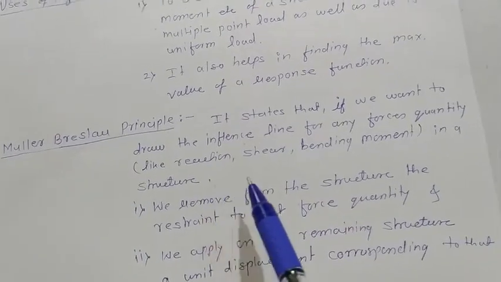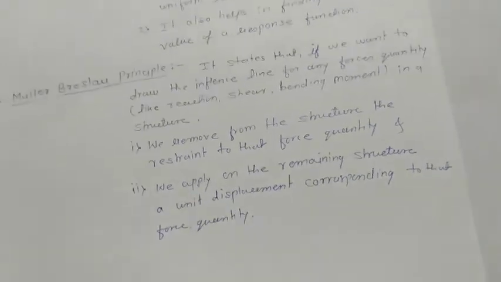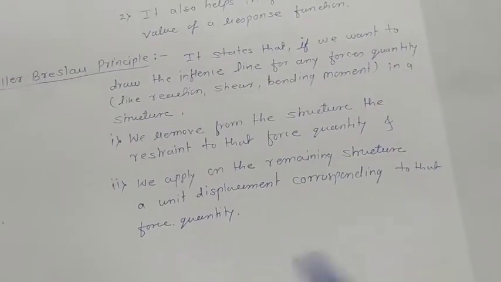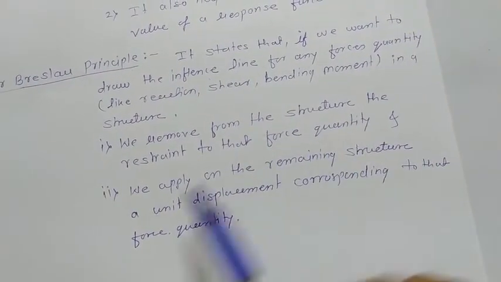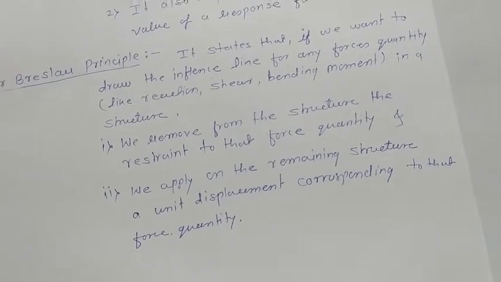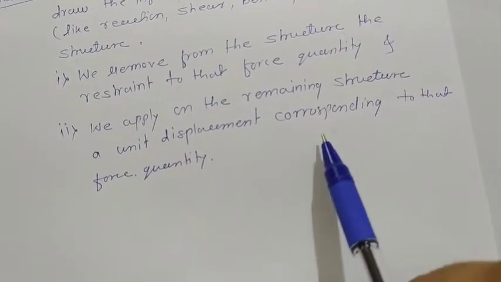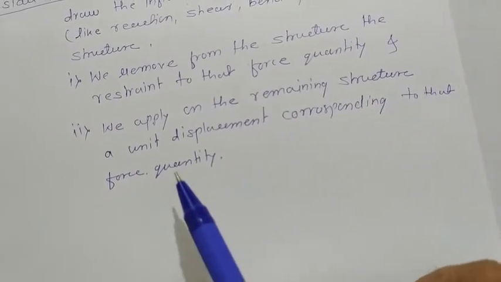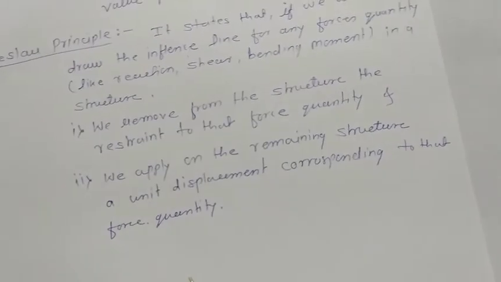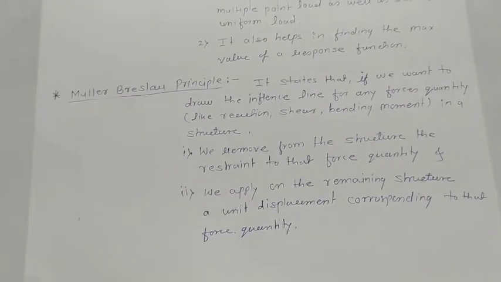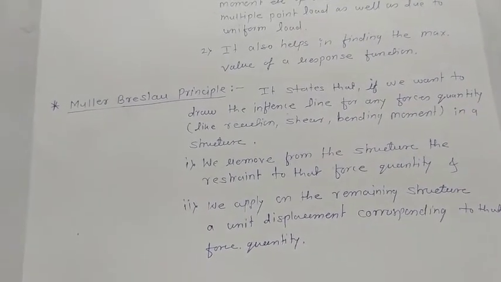It states that if you want to draw the influence line for any force quantity like reaction, shear and bending moment in a structure, what we do is remove from the structure the restraint to that force quantity. We remove the actual loading and we apply on the remaining structure a unit displacement corresponding to that force quantity. Okay, we apply the unit load to find out the corresponding unit displacement.